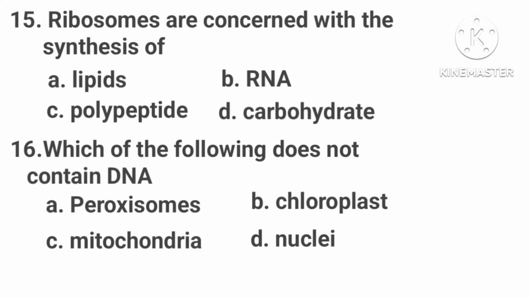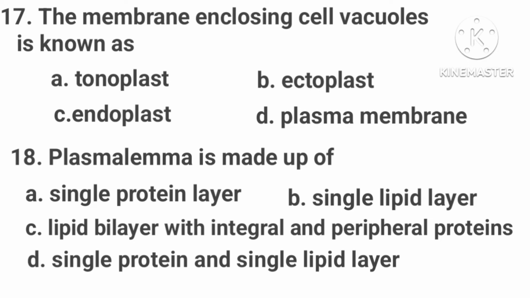Next, which of the following does not contain DNA? Option A peroxisomes, option B chloroplast, option C mitochondria, option D nuclei. The correct answer is option A peroxisome. The membrane enclosing cell vacuoles is known as option A tonoplast, option B ectoplast, option C endoplast, option D plasma membrane. The correct answer is option A tonoplast.